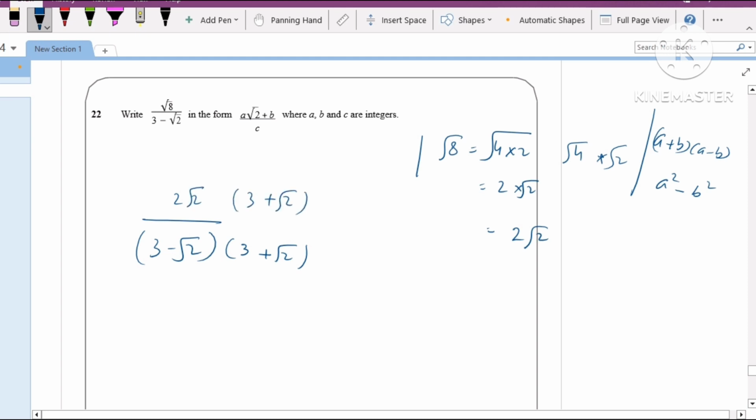Now the 3 and 2 will be multiplied, number with number, so 3 times 2 is 6, square root 2 as it is. Then 2 times 1 is 2, and square root 2 times square root 2 becomes 2. Here 3 times 3 is 9, and square root 2 times square root 2 becomes 2. So 6 plus 2 will be 8, square root 2 divided by 9 minus 2, that is 7. This is done.